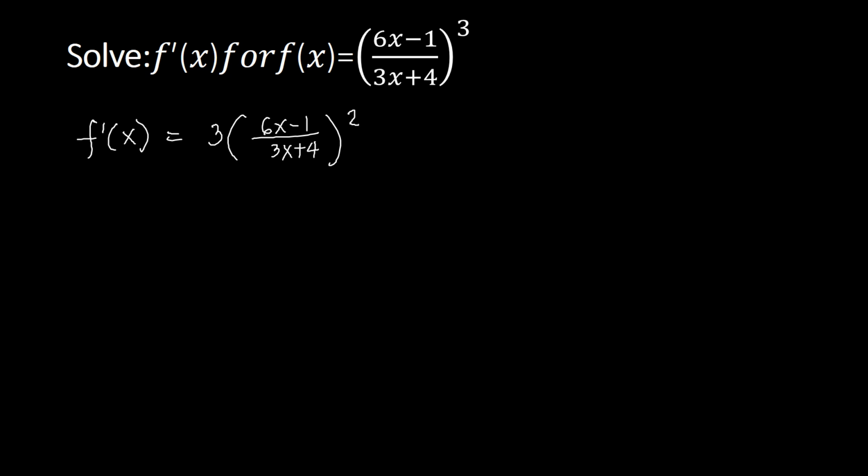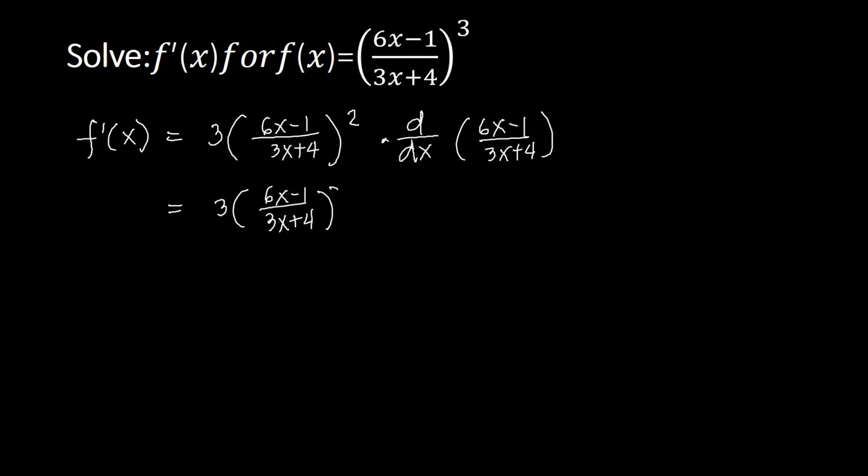We're not yet done because we have to get the derivative of what is inside. The one inside is 6x minus 1 over 3x plus 4. So simplifying that, we have 3 times 6x minus 1 over 3x plus 4 raised to the power of 2, times the derivative of that. This is in quotient rule. If this is f, this is g. Our quotient rule follows f prime of x is equal to g f prime minus f g prime over g squared.